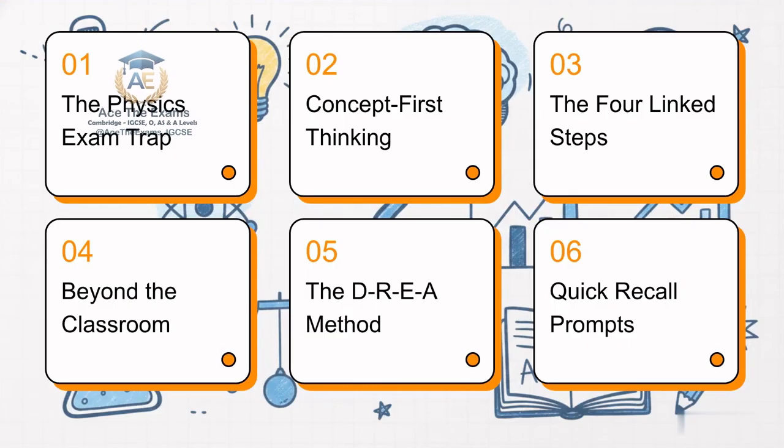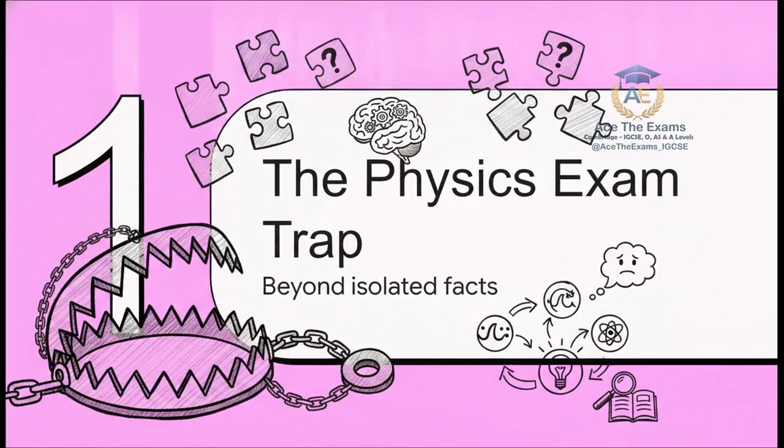Here is our strategic roadmap for today's session. We're going to kick things off by exposing the physics exam trap that catches out over half the candidates. Then we'll pivot into concept-first thinking, followed by a breakdown of the 4 linked steps. After that, we look beyond the classroom to see how this applies to real data, unpack the incredibly effective DREA method for structuring your answers, and finally, lock it all in with quick recall prompts. Let's move straight into Section 1, the physics exam trap.